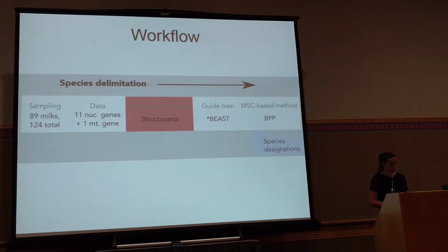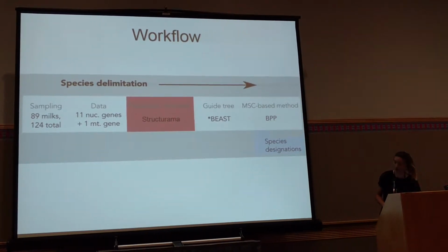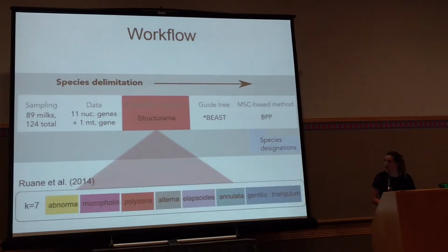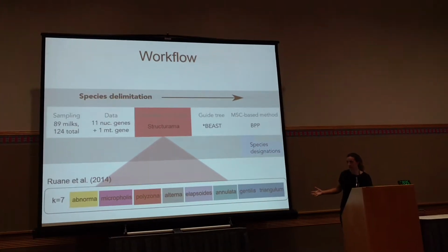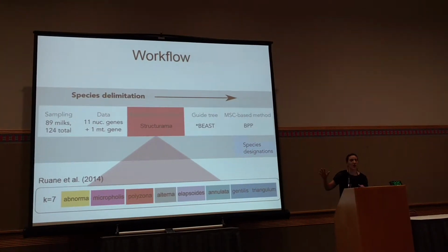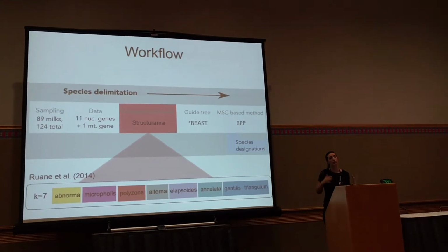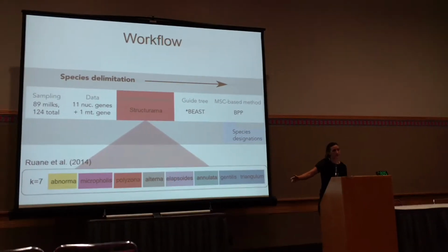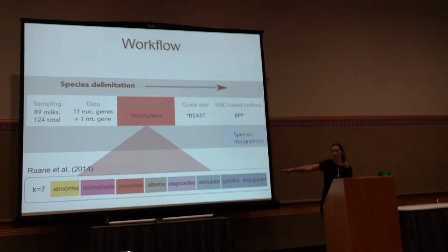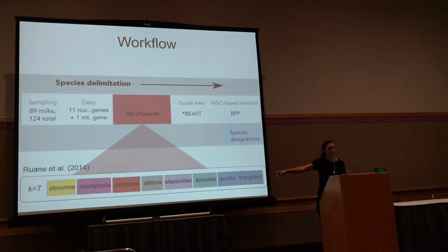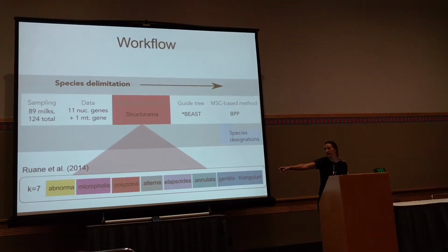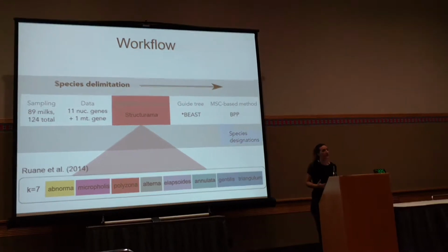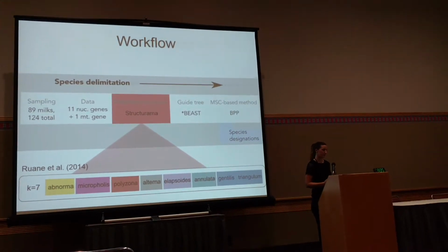So firstly, let's look at Structurama. Ruan et al. This is just a schematic of what they found. They received the highest support for a K, or a number of clusters, of 7. And you can see here that these aren't the 7 species they elevated, because it includes a reference taxon, the gray-banded king snake, or L. alterna. What they noticed is that gentilis and triangulum were sharing a single cluster.